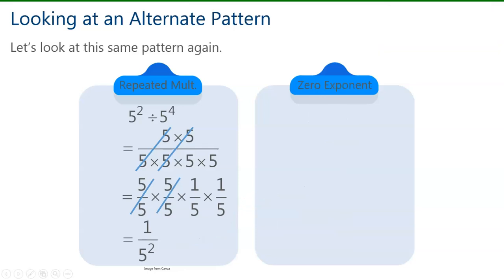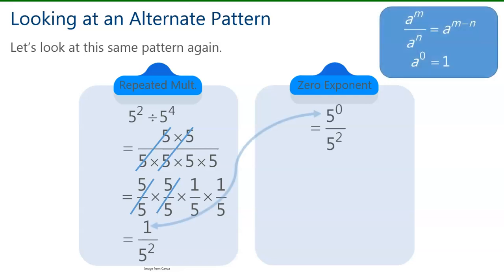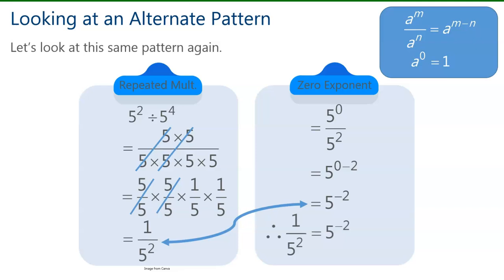Let's look at the same pattern again. The repeated multiplication is still 1 over 5 squared. But now we're going to apply the zero exponent law. So we can replace the 1 with 5 to the 0. And then we can apply our quotient of powers rule. So 5 to the 0 all over 5 squared is 5 to the 0 subtract 2, which is 5 to the negative 2. Once again, 1 over 5 squared and 5 to the negative 2 are equivalent.